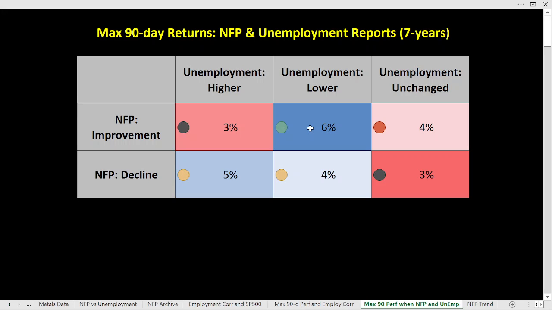The worst results occur when the non-farm payroll goes up, but the unemployment also goes up. Or when the non-farm payroll goes down and the unemployment remains unchanged. Or even when the unemployment decreases. So point being, if we see convergence or agreement between these two numbers, both pointing to stronger economies, then we tend to see the best returns.